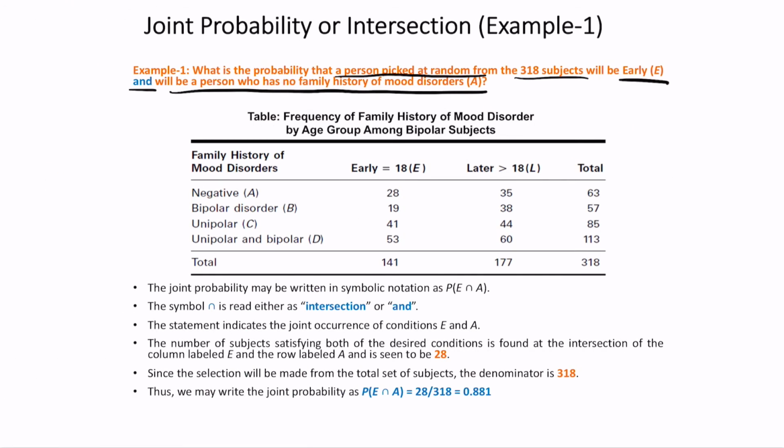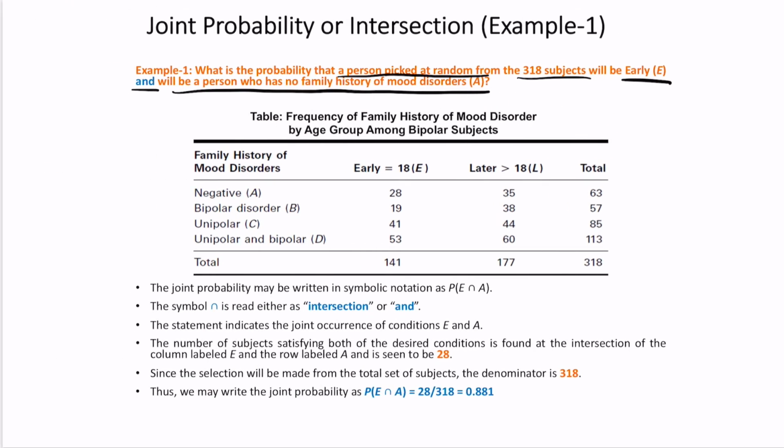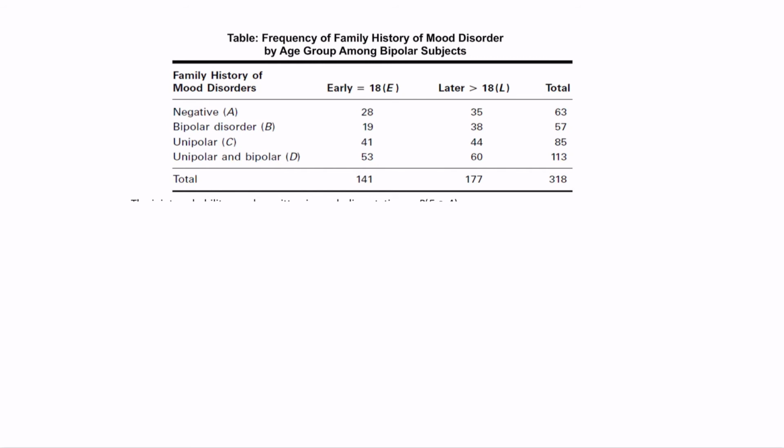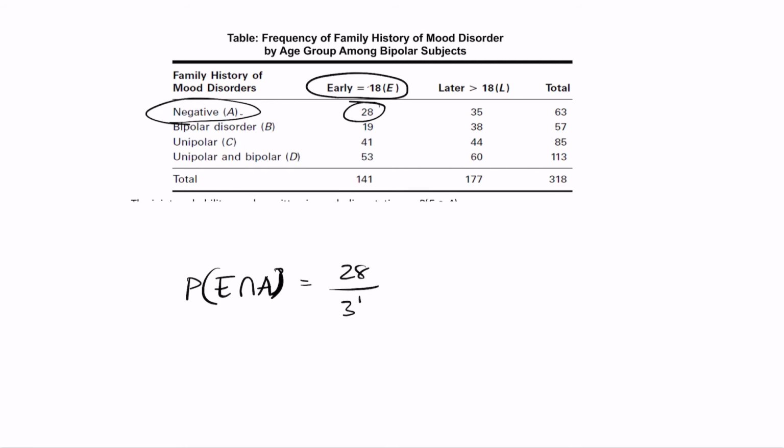They are asking you for two events. Notice that the person has to be early and have no family history of mood disorders. In this data, early is the event E and negative is the other event. They are asking you for the exact intersection. What is the value that intersects both of these? That value is 28. So when you want to write the event, we write it as probability of early intersection negative disorders, which represents 28 by 318.